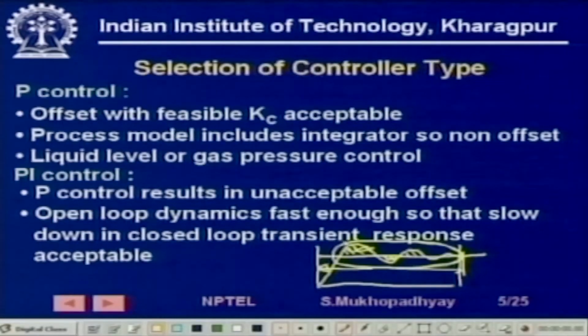In other words, this interval is small, which means that the open loop dynamics is fast enough. Fast enough compared to what? Compared to the frequency of set point change, and so the closed loop transient response is acceptable.